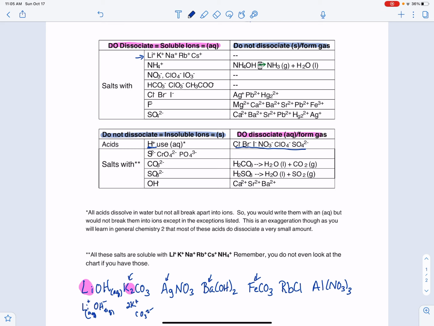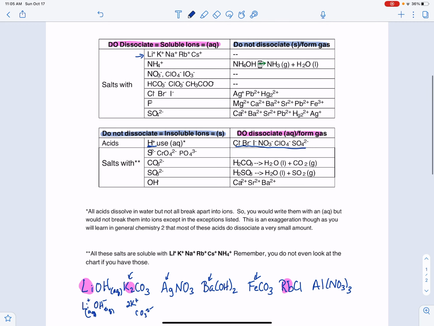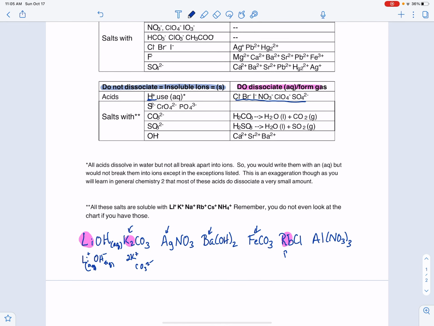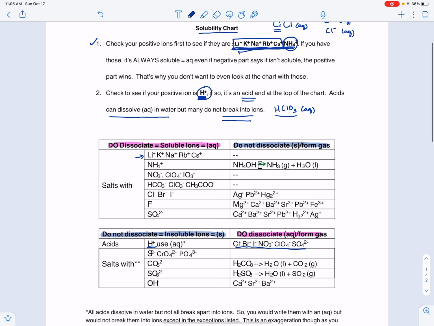Now the Rb is in that very first column on the periodic table, like the other two. And so this one will automatically break apart. And then this one, again, it's not one of the first exceptions.